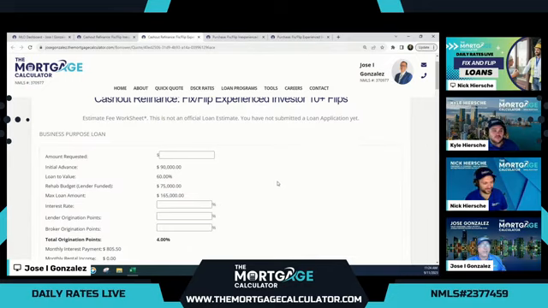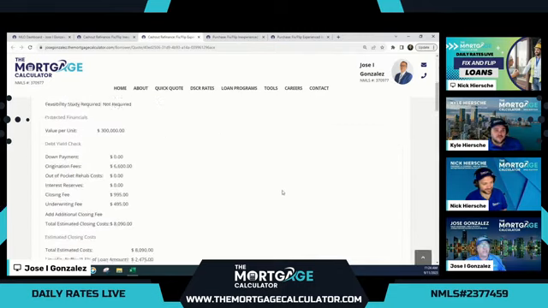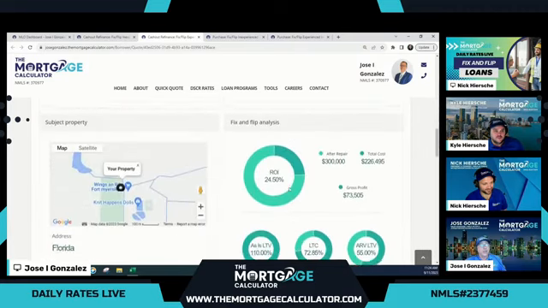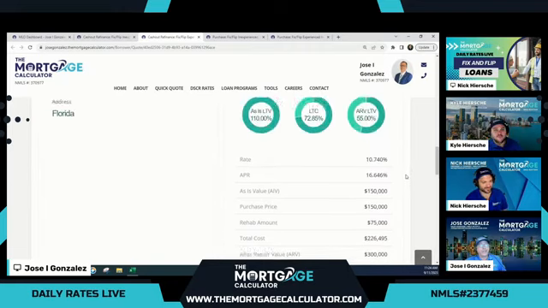They paid 150. Now you're financing 165. Right, so pretty good, again based on an after-repaired value of $300,000. And they paid 150, they're going to put in 75, so there'll be 225 plus closing costs. And here our rate is 10.74%. So a very good rate.